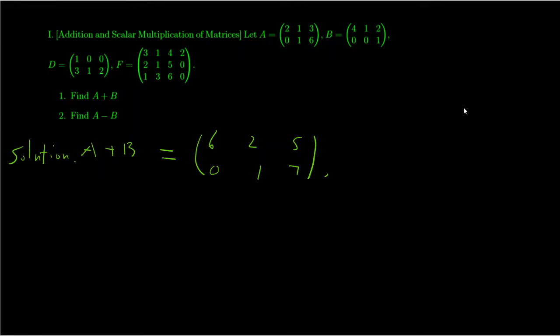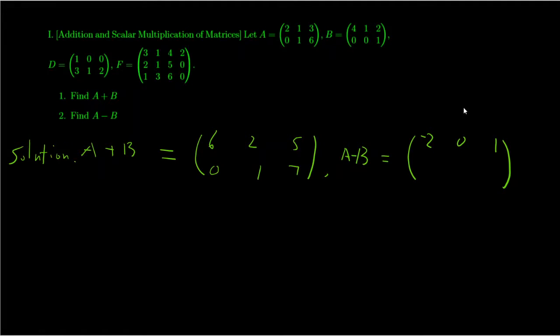Subtraction is very similar. If we want to compute a minus b, we can say we subtract b from a. To compute a minus b, all we need is to subtract the corresponding entries. The first number is computed using 2 minus 4, which is negative 2. The second number is 0. The next number is 1. 3 minus 2 is 1.